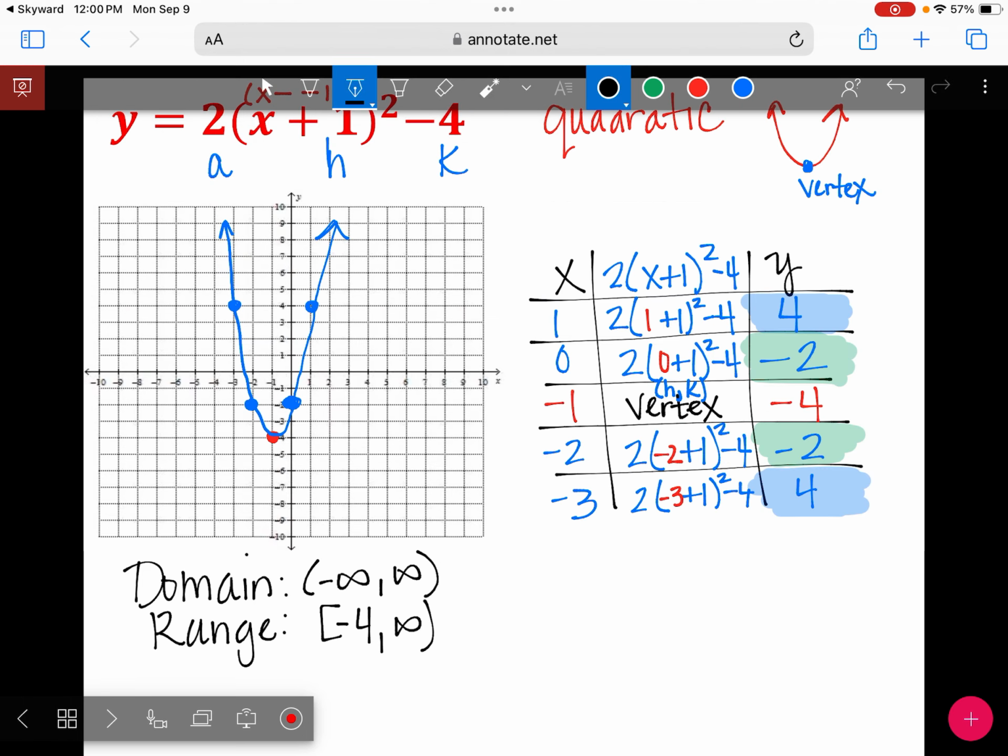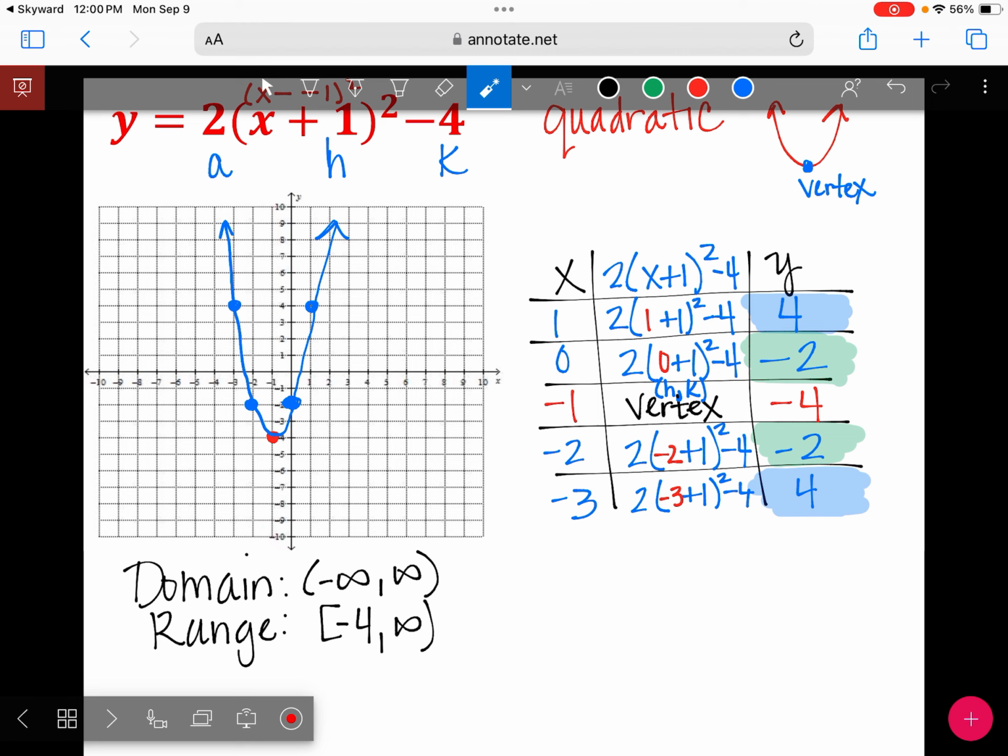And that's that. Any questions? For domain and range, do you put brackets? We do for range because -4 is actually on our graph. It's a closed point on our graph. So we do put a bracket. Infinity never gets a bracket. All right, any questions? Ready for the next one?